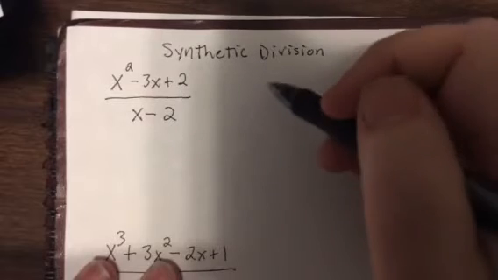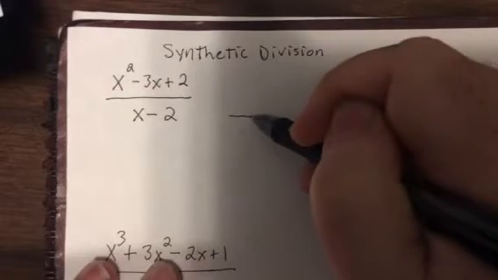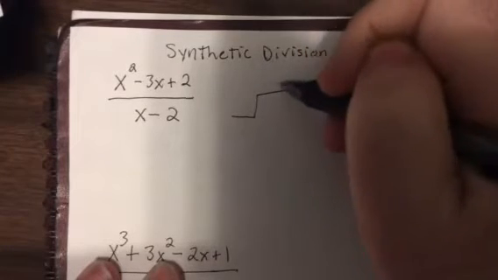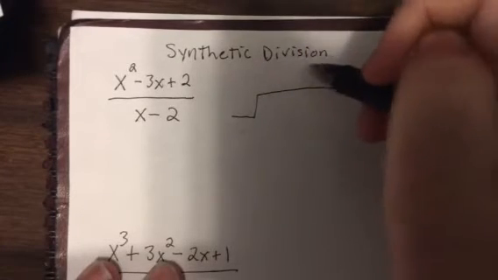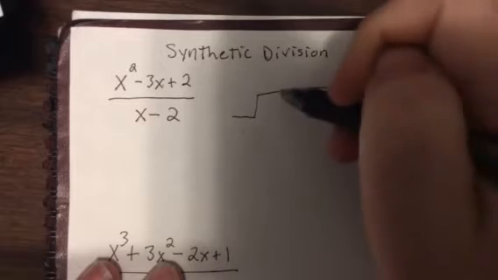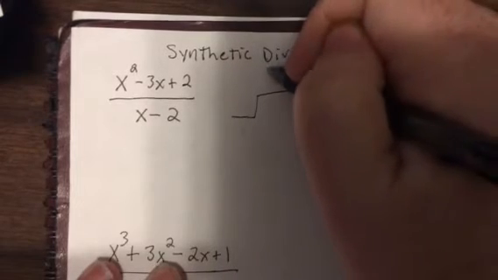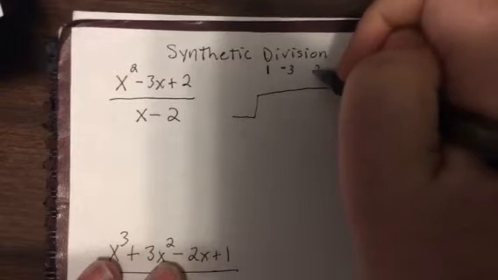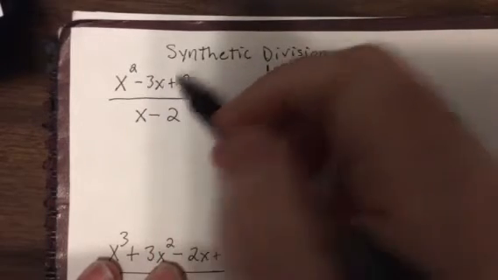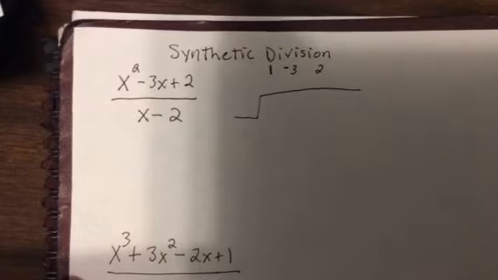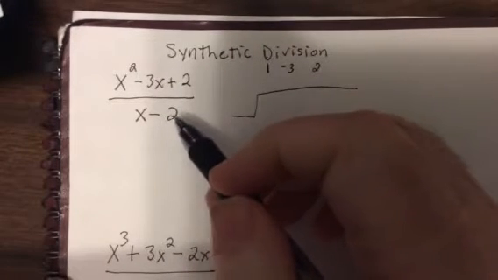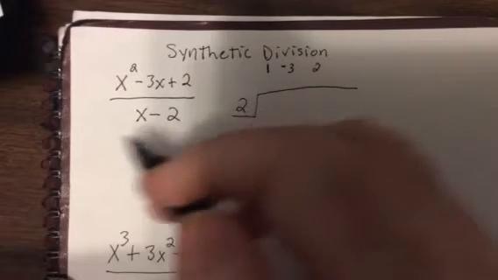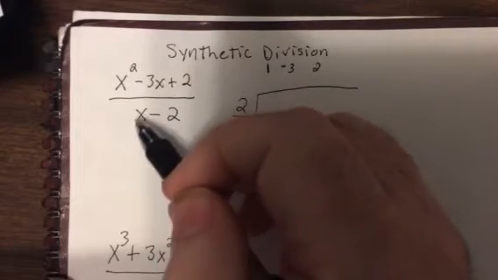First, you just write the coefficients down. So you make a step-looking thing, and you write the coefficients down, leaving a space between the numbers and this little segment here. So 1, -3, 2. So the coefficients of the top polynomial, the dividend. Then you're going to take the opposite of this number. Or what number do you put in for x that would cause this to be 0?